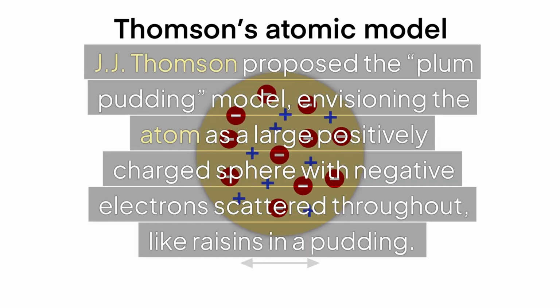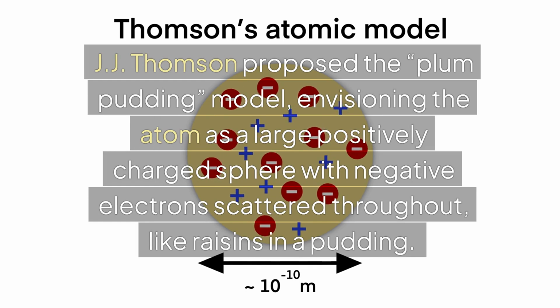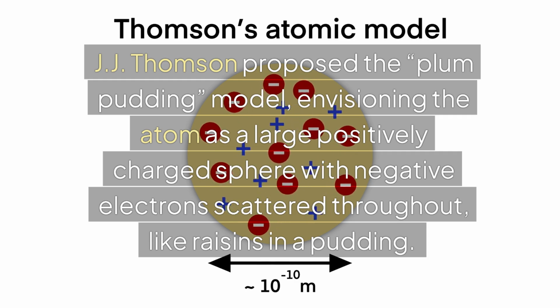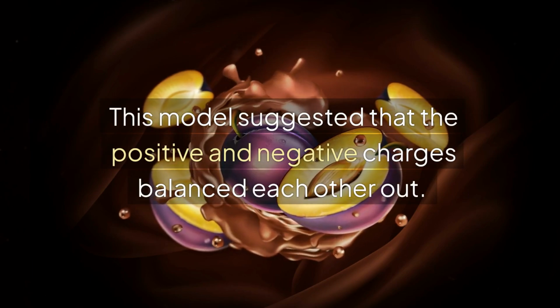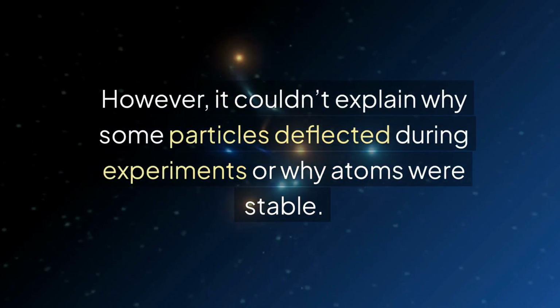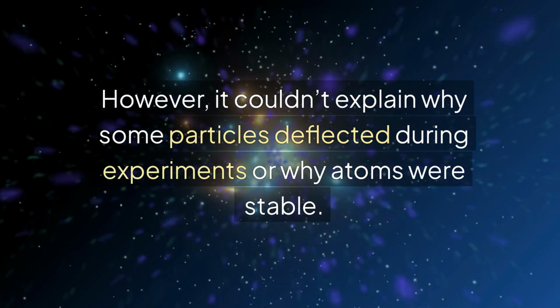J.J. Thomson proposed the plum pudding model, envisioning the atom as a large positively charged sphere with negative electrons scattered throughout, like raisins in a pudding. This model suggested that the positive and negative charges balanced each other out. However, it couldn't explain why some particles deflected during experiments or why atoms were stable.